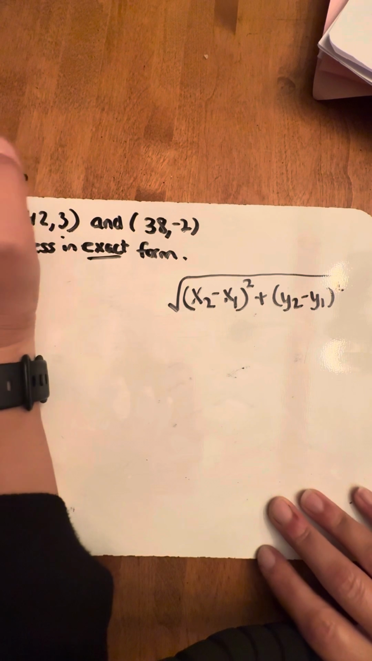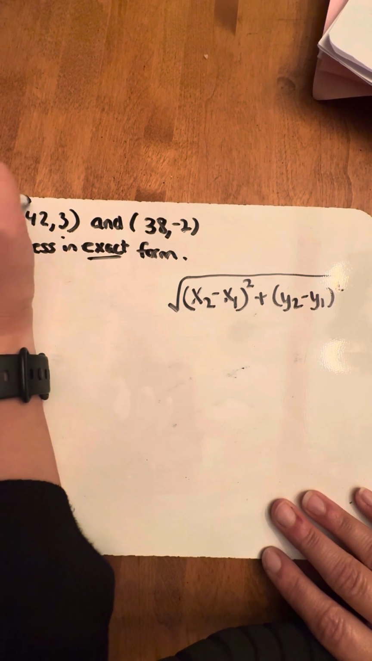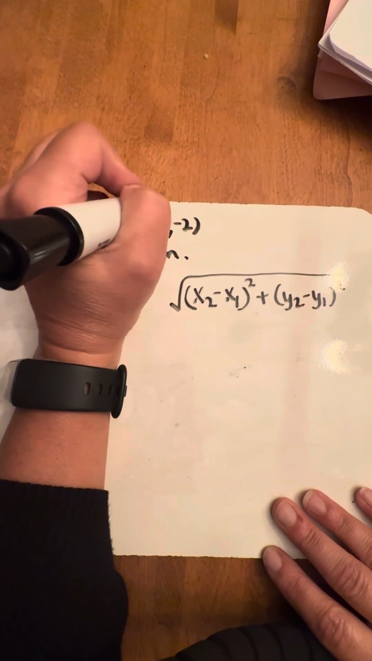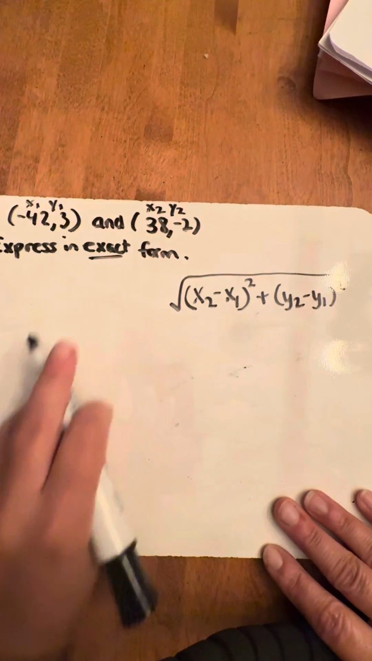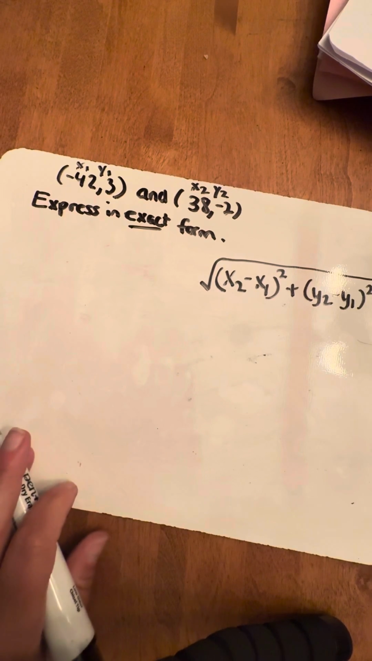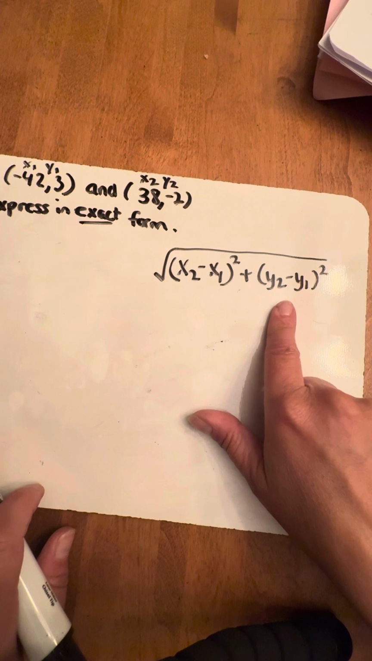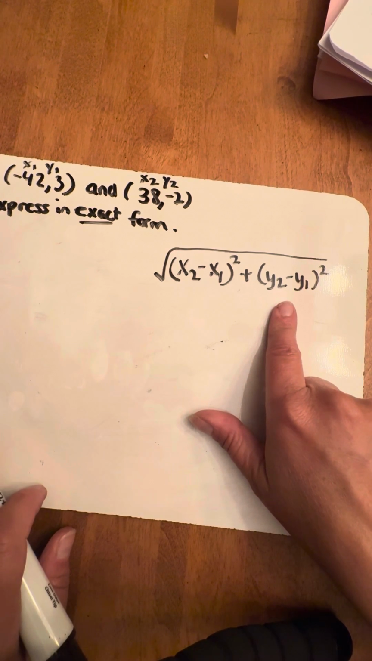I'm going to just use this as my x1, y1. So this is going to be my first set of numbers. This is my second set of numbers. And so all I'm going to do is plug them into the equation for the distance formula and solve to find out what my number is.